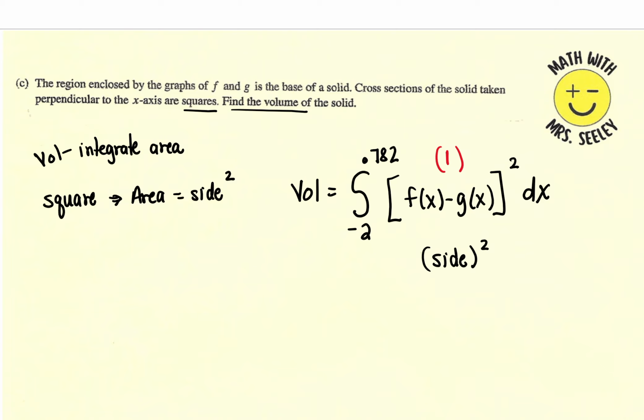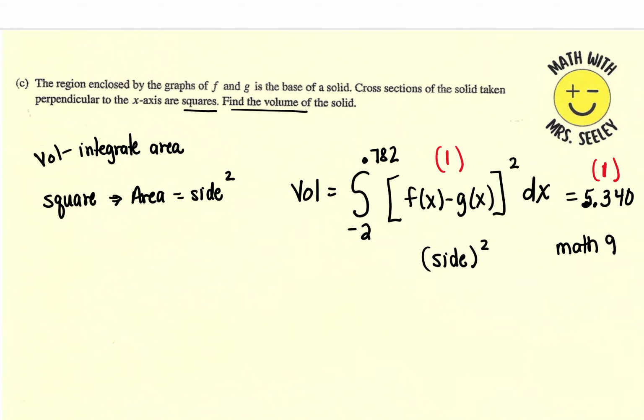If you knew to set up your integral to take the side of that square squared, give yourself a point. Then you're going to put this into your calculator, and when you do, you're going to get 5.340. And again, you're going to use Math 9, your integrate function, to do that on your calculator. To get that answer of 5.340, give yourself another point.